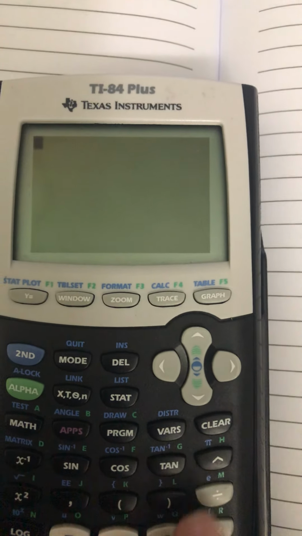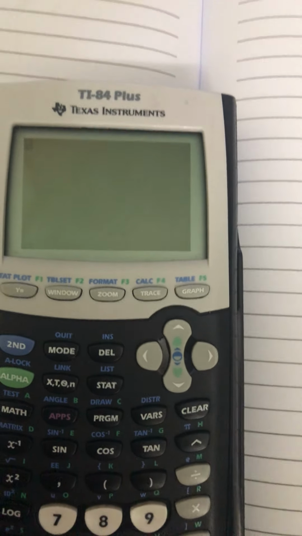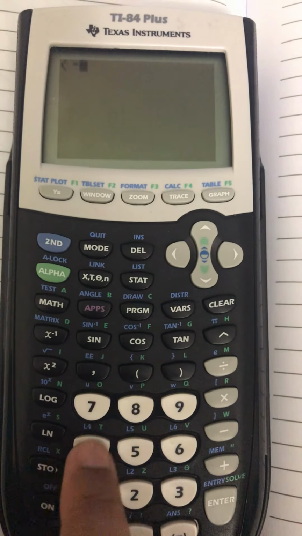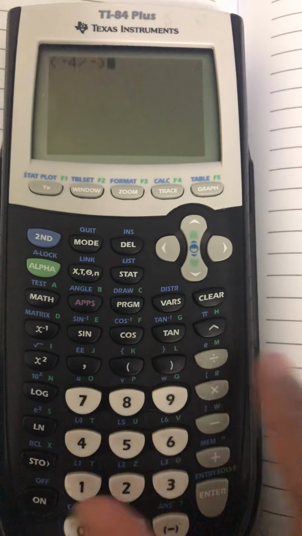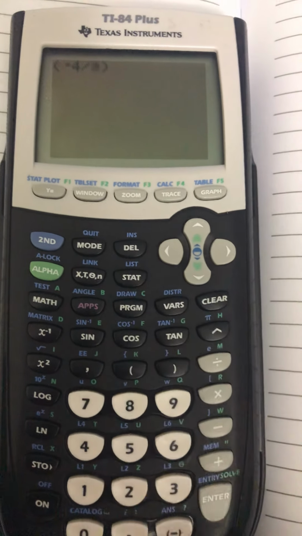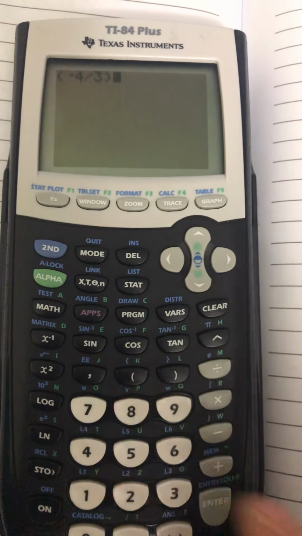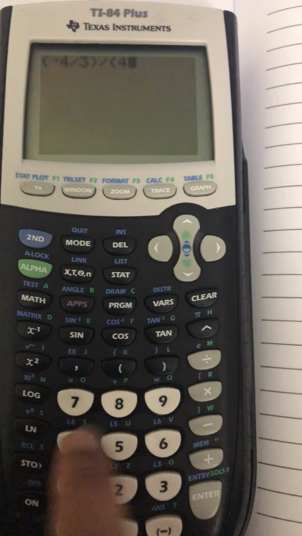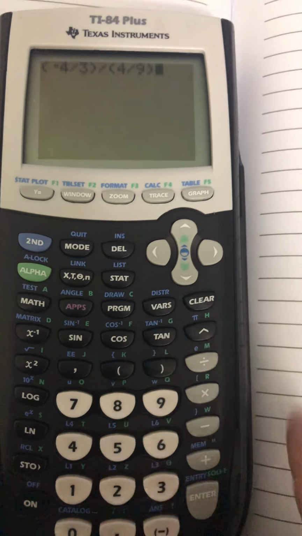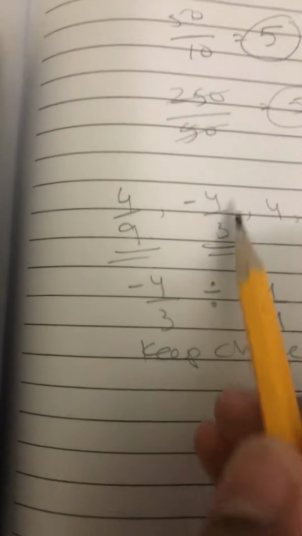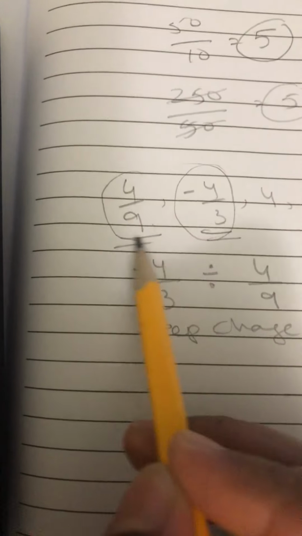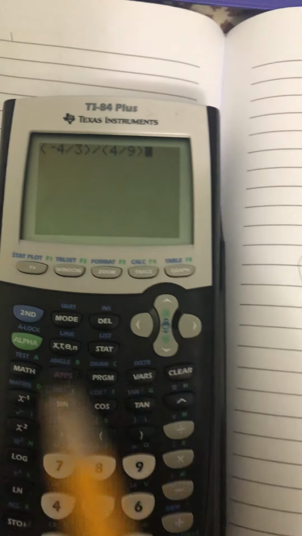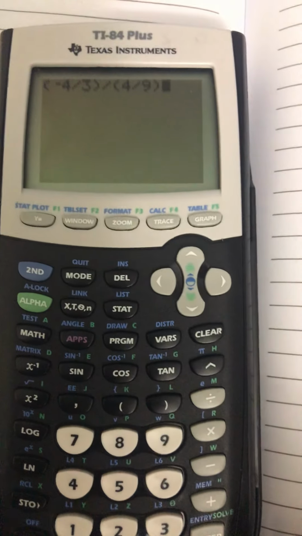My second term is negative 4 over 3, so I will use parentheses, negative 4 over 3, divided by, again, parentheses, 4 over 9, parentheses closed. Now make sure that since I am dividing a whole fraction by a whole fraction, I'm using parentheses to let my calculator know what to do exactly. Otherwise, it will apply the order of operations and your answer will be wrong.